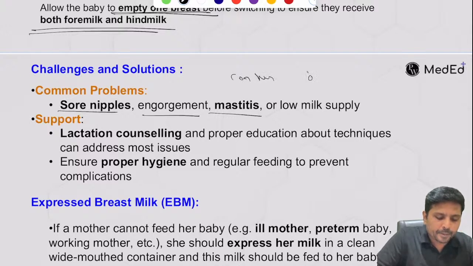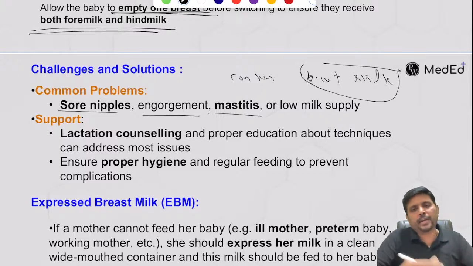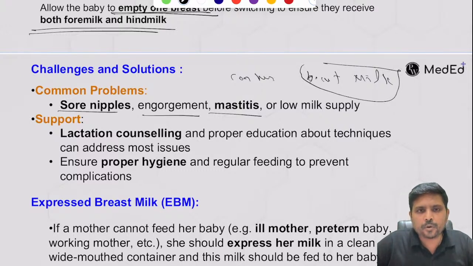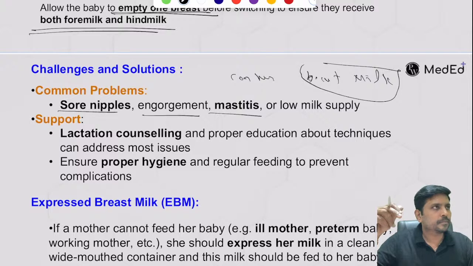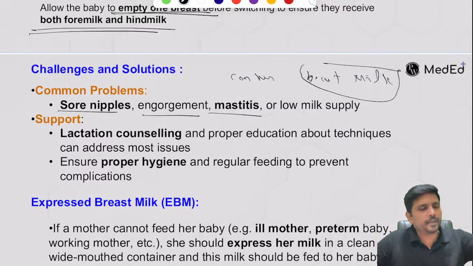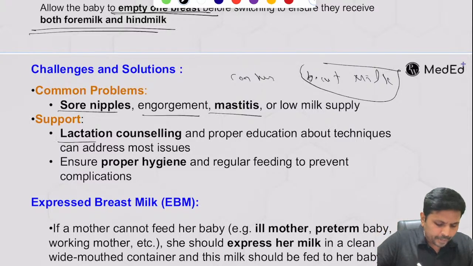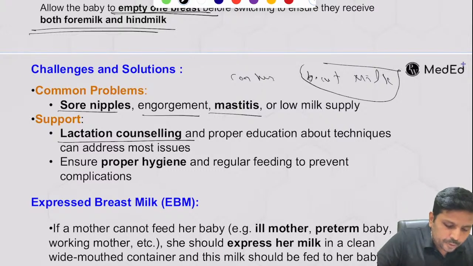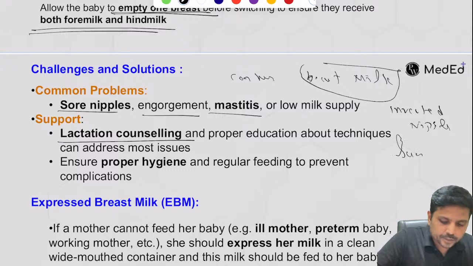You can apply breast milk over the sore nipples. And then proper lactation counseling. And for inverted nipples, you can use the syringing technique.